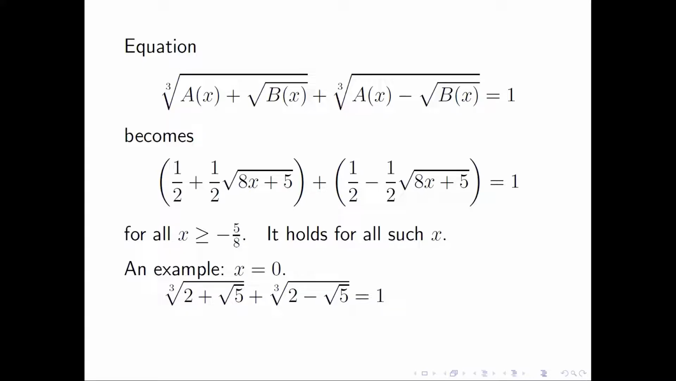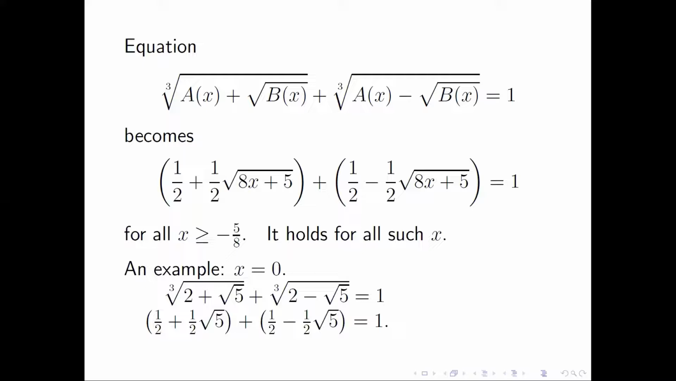Let's look at an example. So the first one, we plug in x equals 0. We got cubic root of 2 plus square root of 5 plus cubic root of 2 minus square root of 5 equals 1. If we use the second equality, it is actually 1/2 plus 1/2 square root of 5 plus 1/2 minus 1/2 times square root of 5 equals 1.